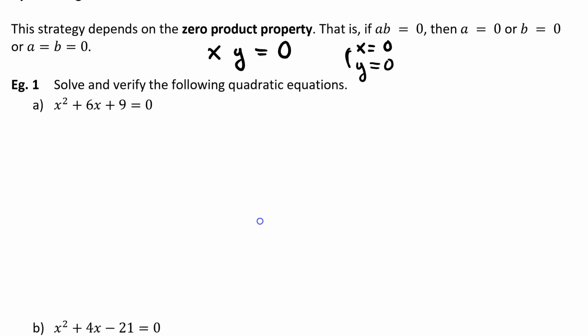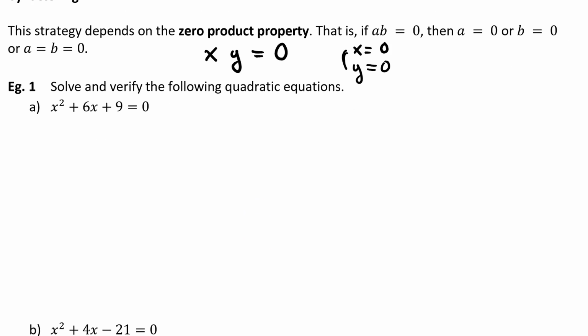So first things first, factoring is only one of the many tools that you will be learning this unit in how to solve quadratic equations. So first things first, let's factor this. Now I know that this is a perfect square trinomial because 3 times 3 is 9. 3x plus 3x is 6x. So I'm going to get x plus 3 squared equals 0.